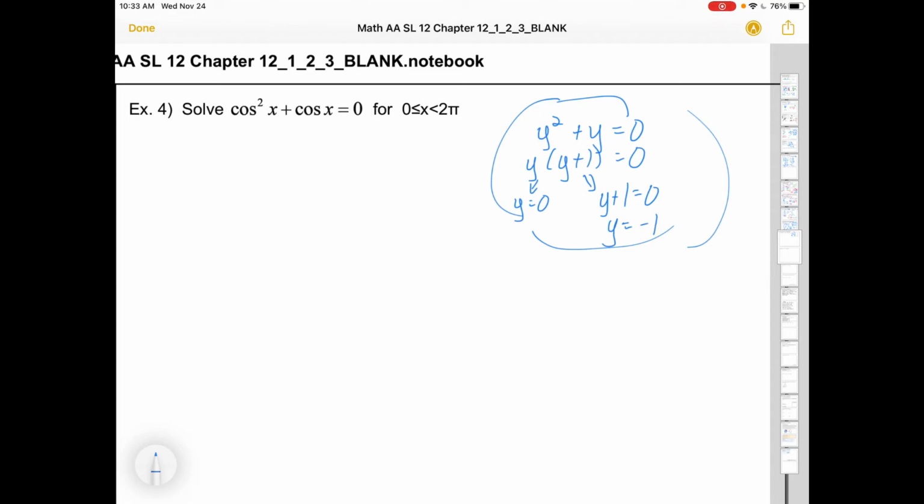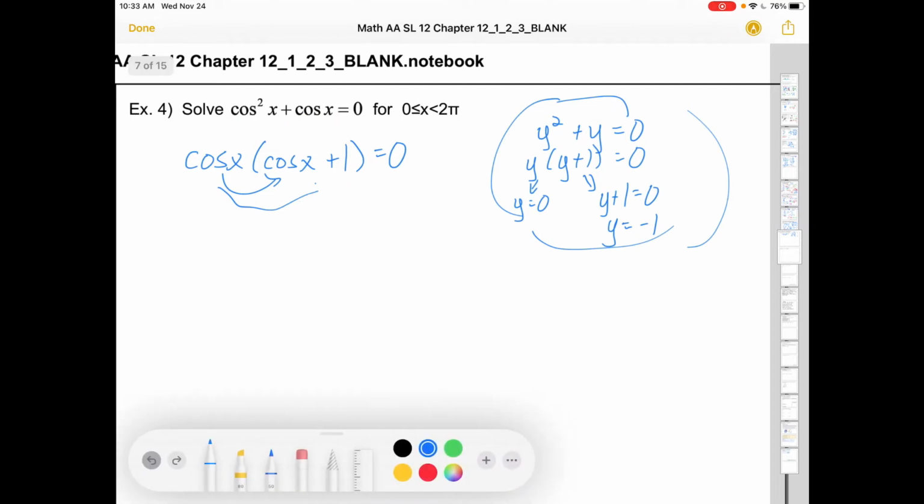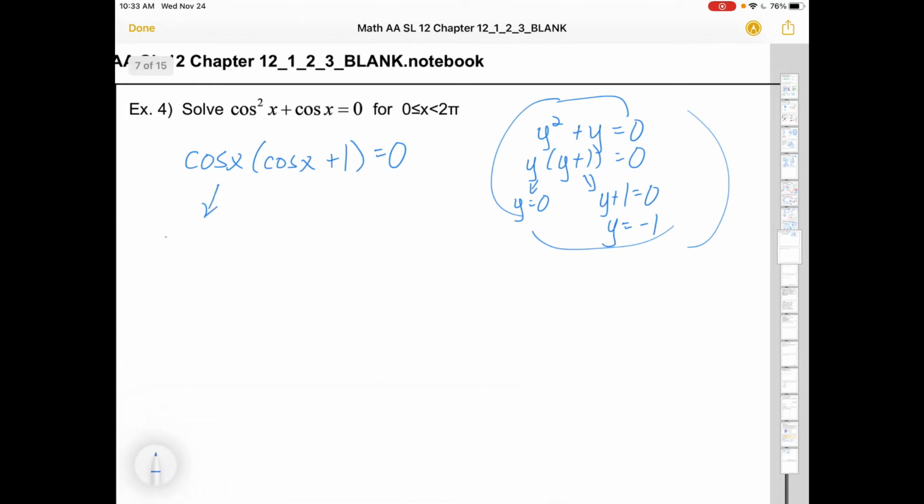Here, I'm just going to do the same thing. I'm going to factor this. Cos squared x means cos x all squared. So if I factor out a cosine, I'll be left with cos x plus 1. And if you're not sure, you could multiply back in, and guess what? We'll be back where we started. That's how we know that we factored correctly, is if we multiply back in and things work out. That brings us elementary equations of cos x equals 0 and cos x plus 1 equals 0. And this we could write as cos x equals -1.